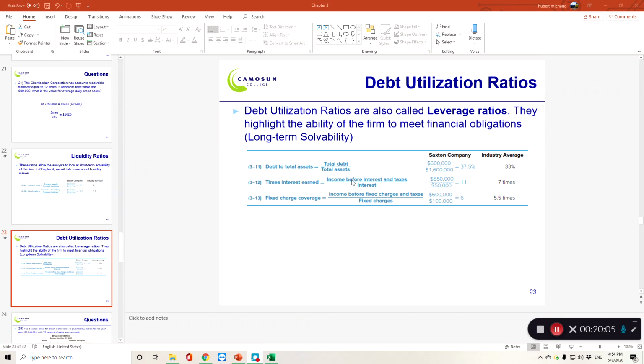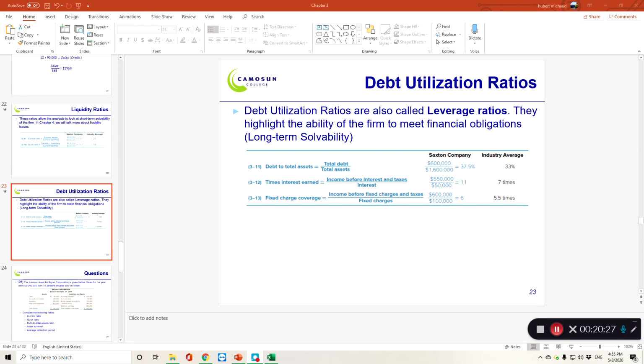The times interest earned is our income before interest and taxes, so our EBIT divided by interest. And the fixed charge coverage ratio is the income before fixed charges and taxes divided by the fixed charges. Again, for all of these, the debt to total asset ratio is probably better if it's lower. There's no right or wrong answer here, but from the point of view of a lender, they would prefer the debt to total asset ratio to be lower and these last two to be higher.